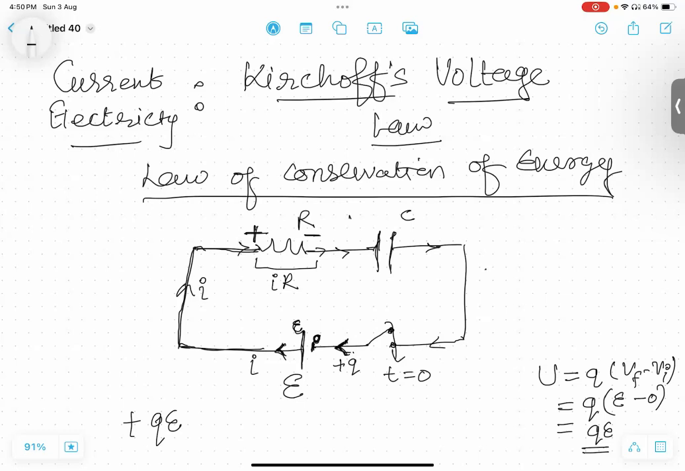So if the charge Q crosses this potential difference, it is going from higher potential to lower potential. So it must be losing some energy. How much energy is it losing?